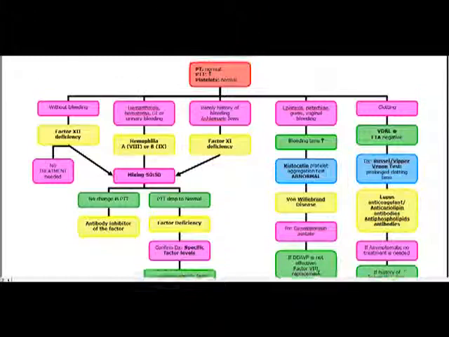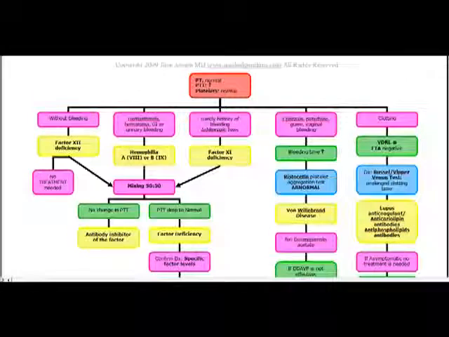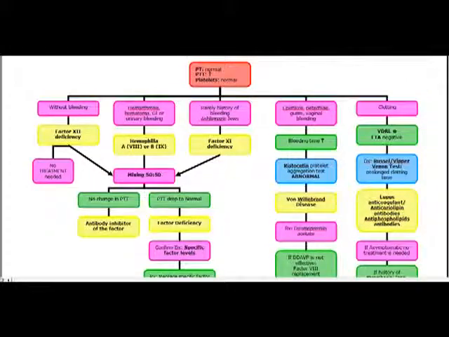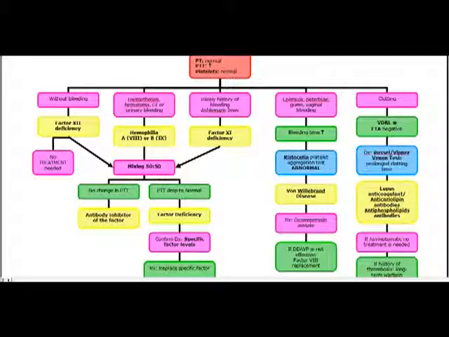So basically, those are the coagulopathies with this cluster right here. We just discussed hemophilia A and B, factor 11 deficiency, factor 12 deficiency, von Willebrand's disease, as well as your lupus anticoagulants.